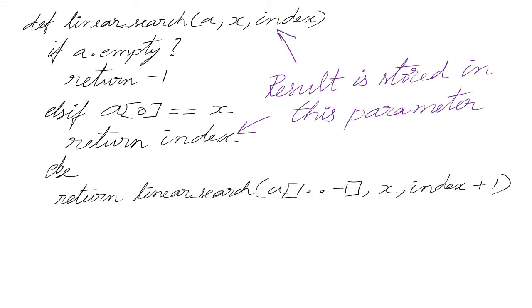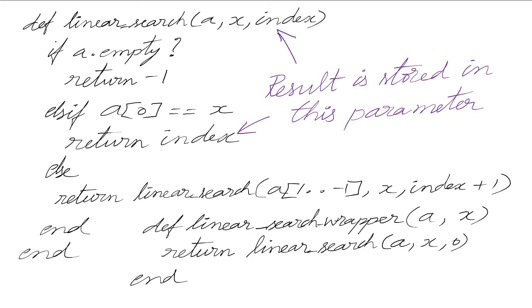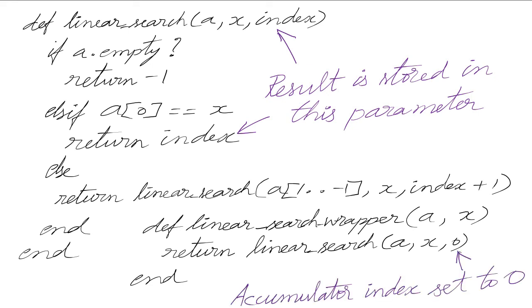Otherwise, we make a recursive call and we eliminate the first element in the list, and we also increment the index by 1. And we have a linear search wrapper that takes two arguments, and it seeds the index value to 0 when it calls the linear search. So here the accumulator index is set to 0.